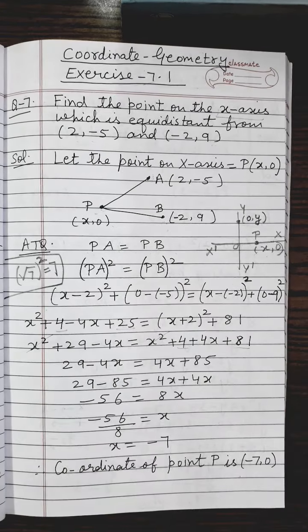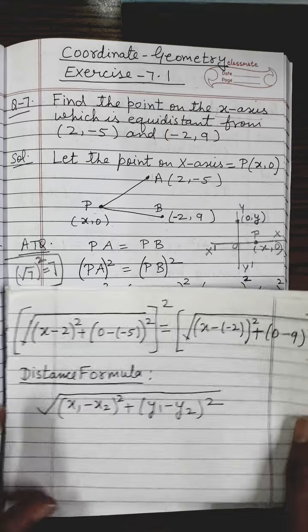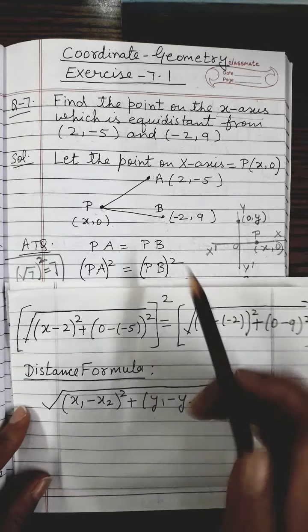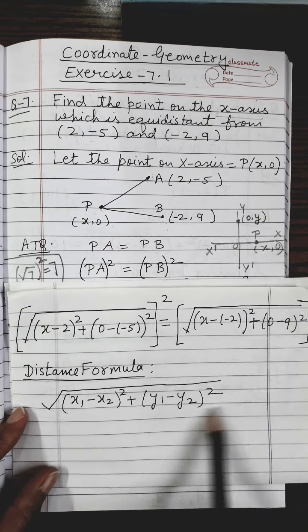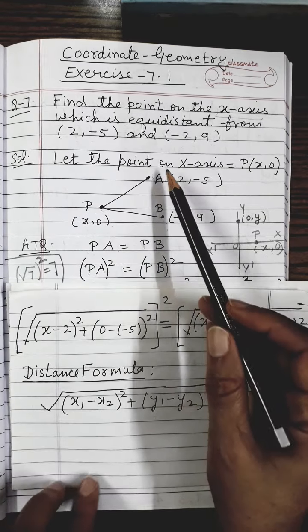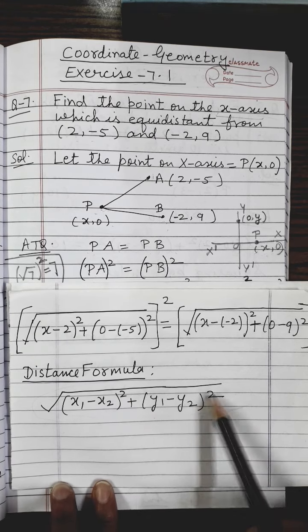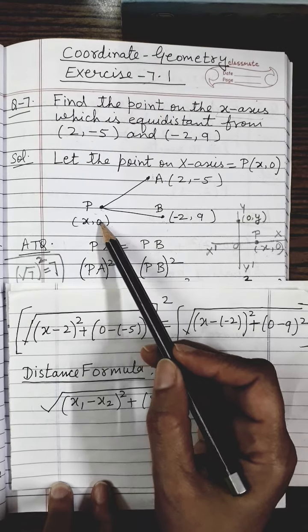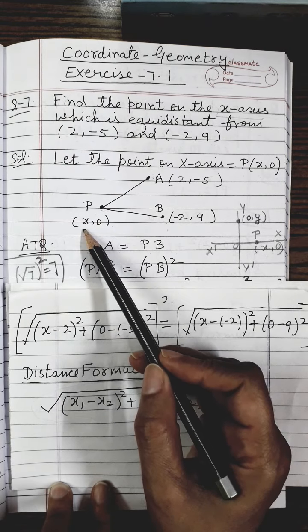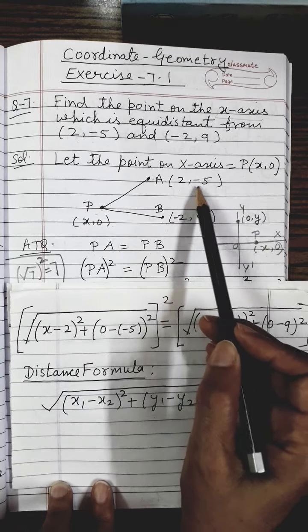Now we will make use of distance formula in order to find the distance PA and distance PB. Now look at this distance PA. Distance formula is like this. I will be using this formula for finding the distance PA: square root of x1 minus x2 whole square plus y1 minus y2 whole square. So if you look at this point P, x comma 0, this will be representing x1 comma y1, and 2 comma minus 5 is x2 comma y2.